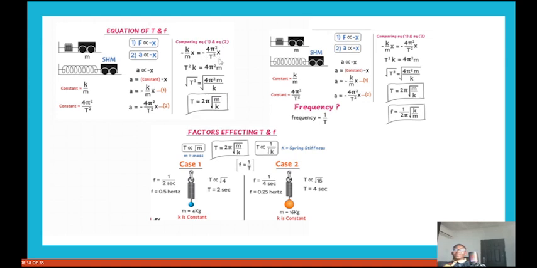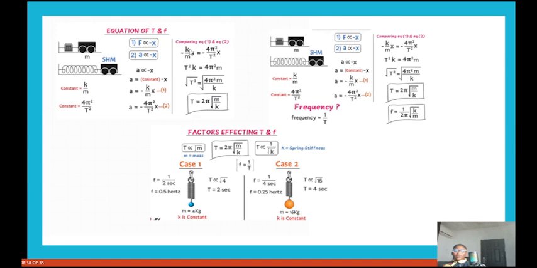x, we cancel x, right? So what is left? We have minus K over m is equal to minus 4 pi square over T square. The minus sign, we cancel the minus sign also. Yes, the minus sign here, we cancel this minus sign. So what is going to be left? We are going to have K over m is equal to 4 pi square over T square.